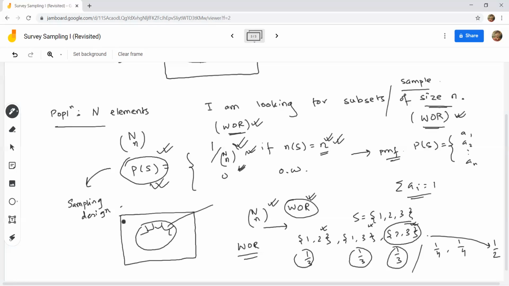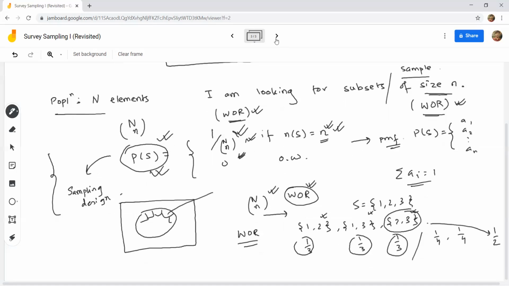Is it clear? We'll discuss the problem we mentioned about WR sampling after this. So is this whole idea of sampling design clear? That you are choosing subsets by assigning a particular probability to them and nothing else. So this was the whole idea of sampling design.